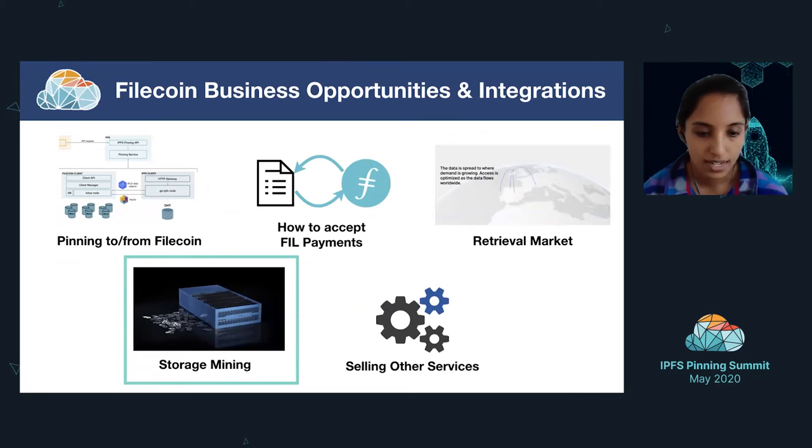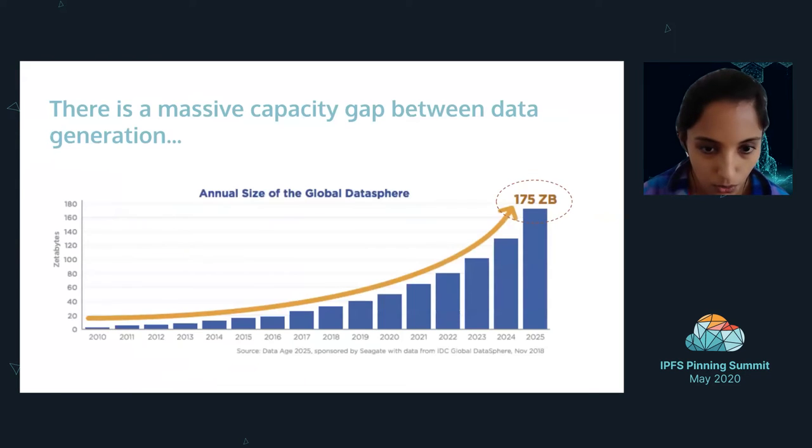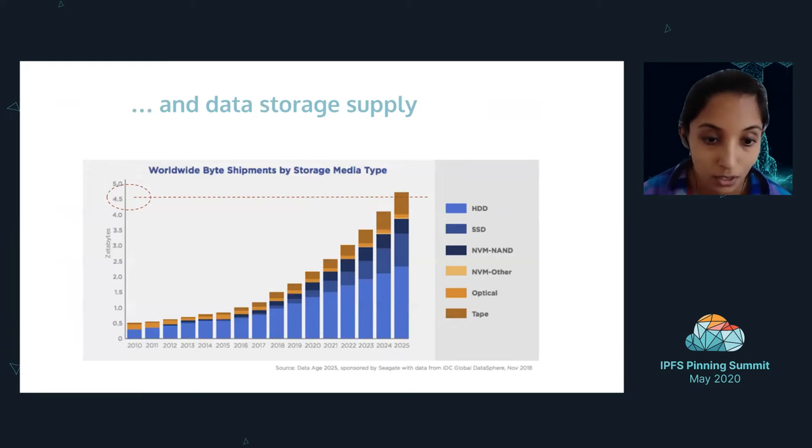The next opportunity I'd like to talk about is storage mining. So we believe that there is a massive opportunity for Filecoin storage mining. Some estimates expect that by 2025, we're going to have generated 175 zettabytes of data in the world, while we'll only have around 4.5 zettabytes of data storage supply. That's, I think, the diff between those two. It's around 40x more data that we are expected to generate than we will have space for.